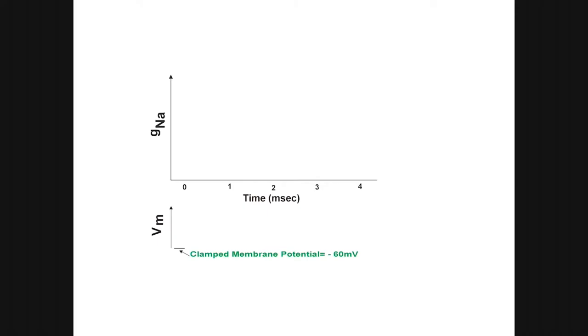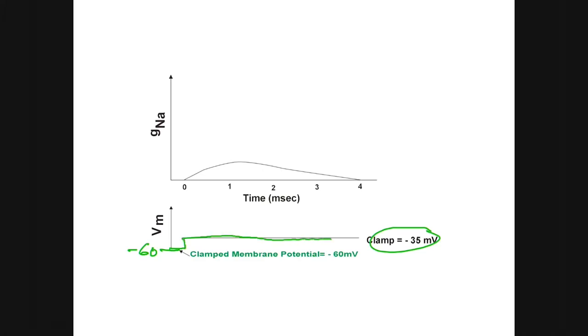So you prevent an action potential from happening, but you measure the changes in permeability or conductance, an electrical equivalent of permeability. Here's an example of the experiment. We're going to look at the membrane potential here and the sodium permeability here, and we're going to change the membrane potential systematically. Start at minus 60, that's here. Then we change the membrane potential to a new value of minus 35 millivolts.